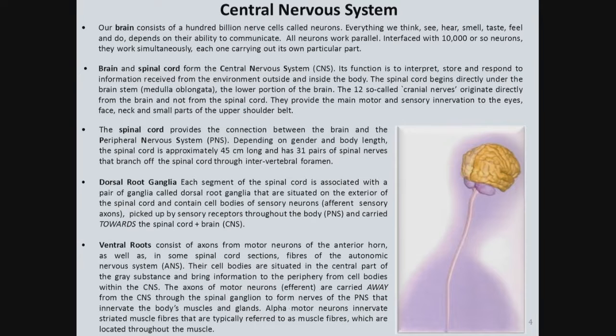Ventral roots consist of axons from motor neurons of the anterior horn, as well as, in some spinal cord sections, fibers of the autonomic nervous system, the ANS. Their cell bodies are situated in the central part of the grey substance and bring information to the periphery from cell bodies within the CNS. The axons of motor neurons, efferent, are carried away from the CNS through the spinal ganglion to form nerves of the PNS that innervate the body's muscles and glands. Alpha motor neurons innervate striated muscle fibers, typically referred to as muscle fibers, which are located throughout the muscle.